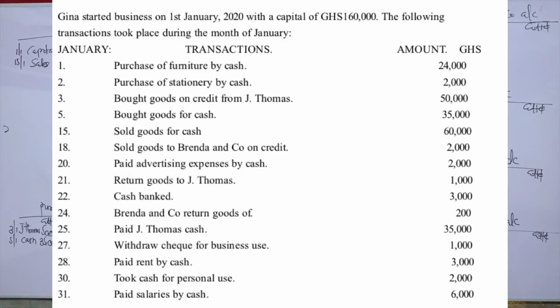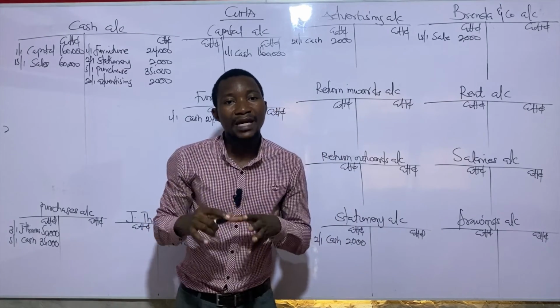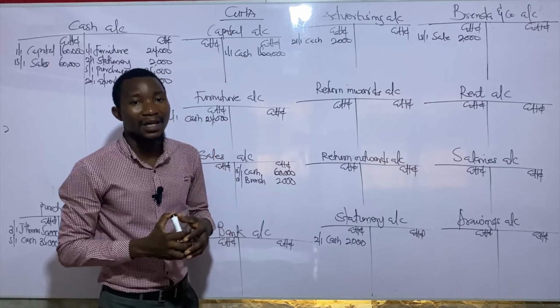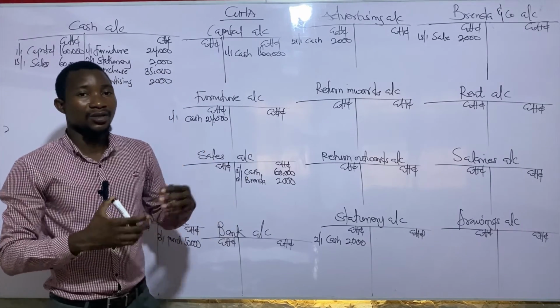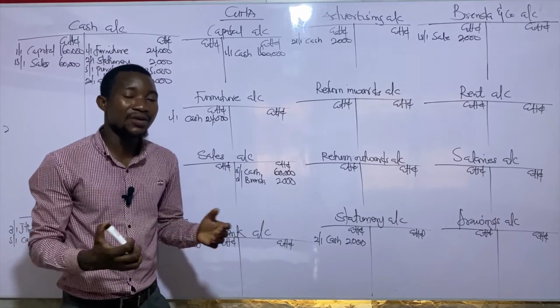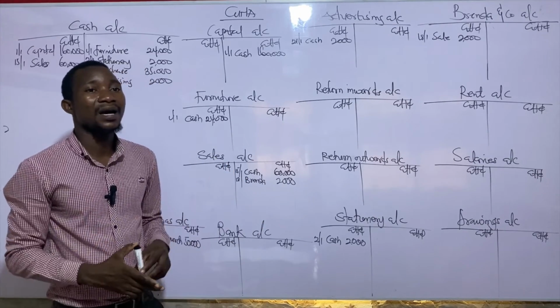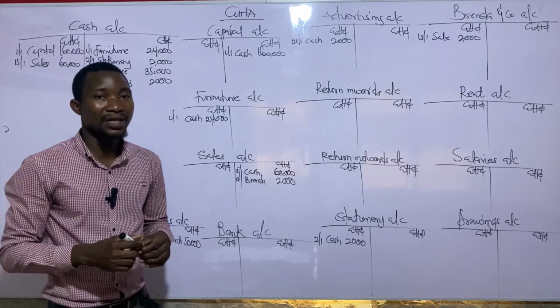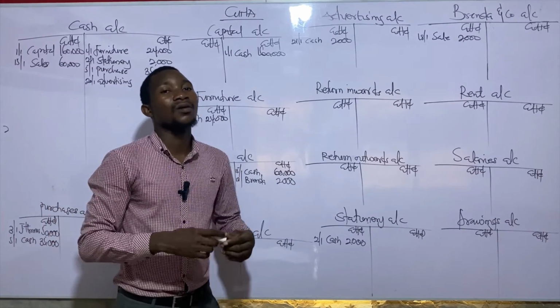The next transaction was on the 21st. 21st January, return goods of 1,000 to J. Thomas. Gina as a business returned goods of 1,000 to J. Thomas. J. Thomas is a creditor to Gina as a business. It may be due to certain reasons the goods haven't met the standard of Gina as a business, so they decide to return 1,000.